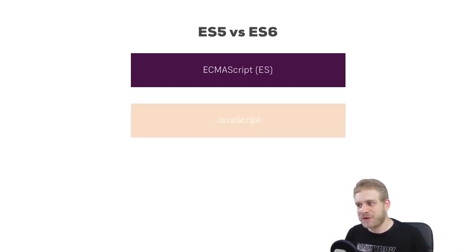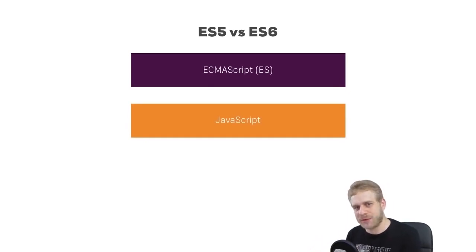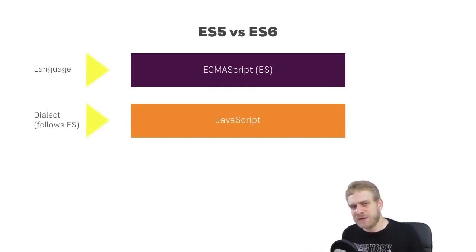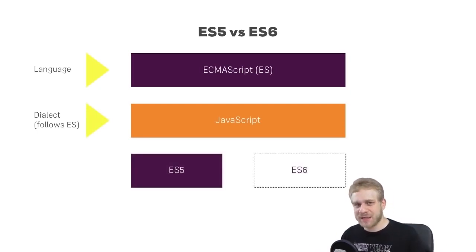And JavaScript therefore is kind of a dialect of ECMAScript, though you can safely say it's the most important one, and therefore the two terms are often used interchangeably. And as a dialect, it follows the specifications of ECMAScript. So when I talk about ES5 and ES6, I talk about versions of this language, and currently ES5 is the most recent version, which means it's supported by all major browsers, even of a bit older versions of those browsers.